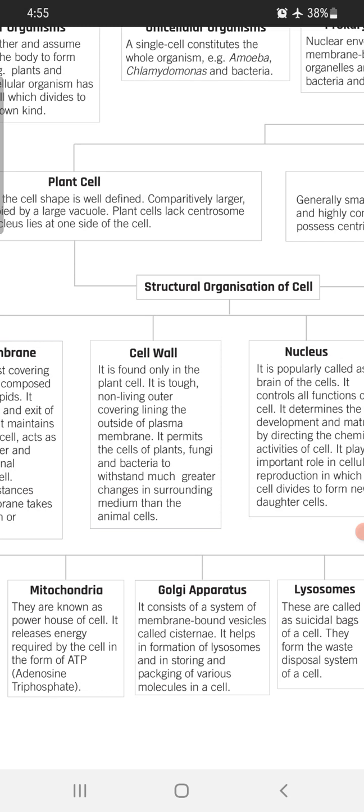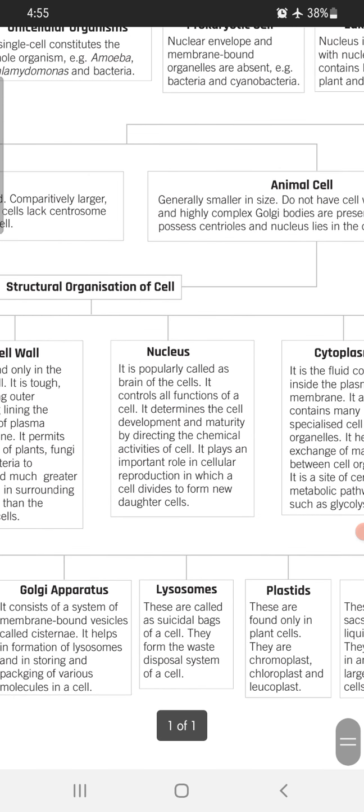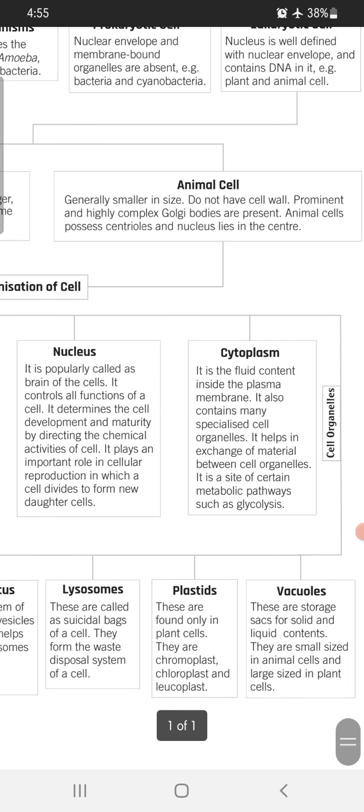It is a membrane-bound vesicle which helps in the packaging and storing of the different molecules present inside the cell. Also, it helps in the formation of the lysosomes, which are called the waste system of the cell. The next is lysosome. Lysosomes are also called suicidal bags, and they are the waste disposal system of the cell. Then plastids. Plastids are only present in plant cells. They are absent in animal cells.